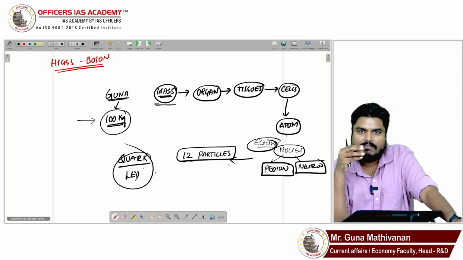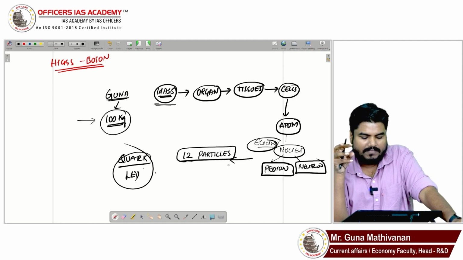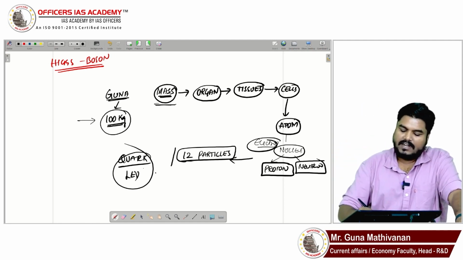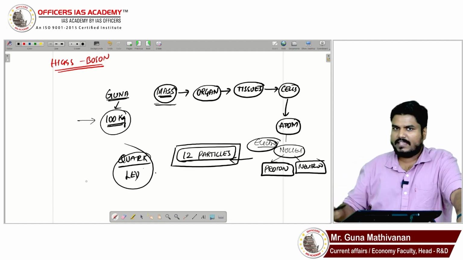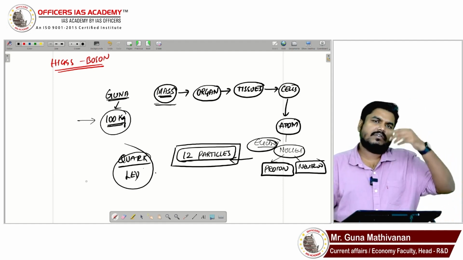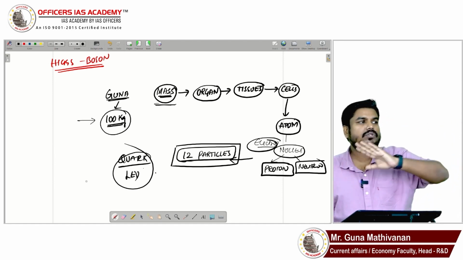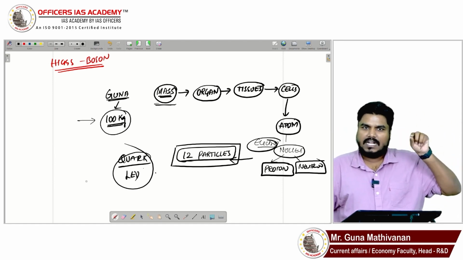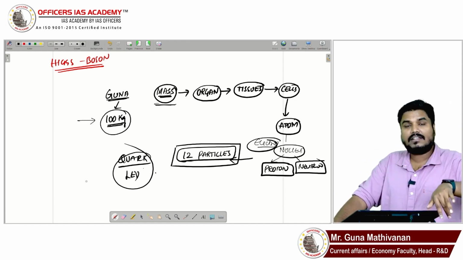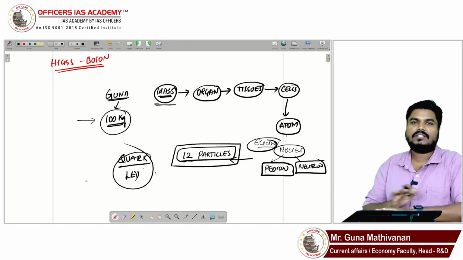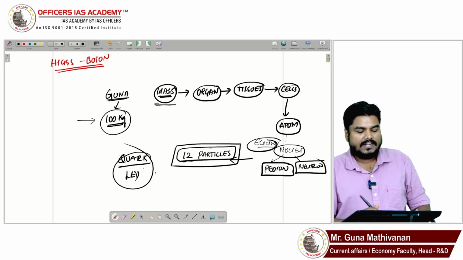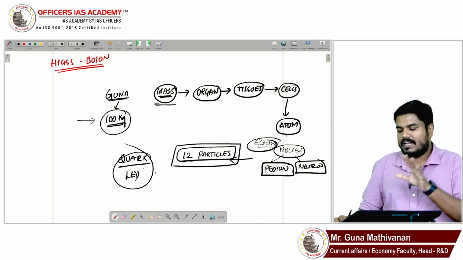This is slightly complicated to understand. You have to follow me. Okay. So finally, the researchers agreed that there are 12 particles. Now you take anything. Don't take Guna. You take this pen. You take whatever matter you see around you. Everything ultimately boils down to atom, proton, neutron. If you break that, you will get 12 items. So scientists were thinking that this universe is made up of 12 particles.